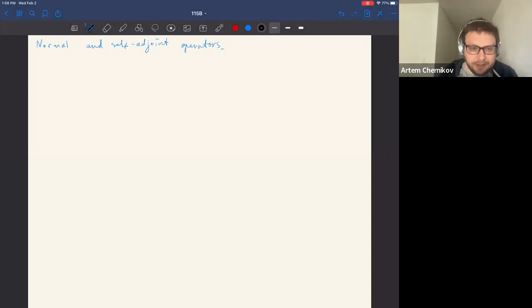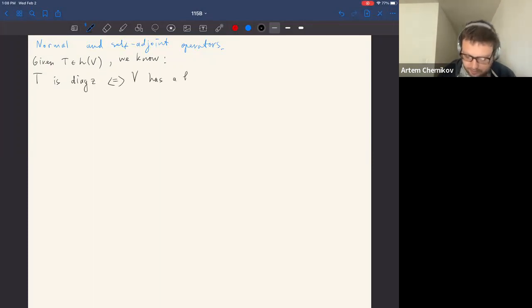To motivate it, let's remember what we already know about diagonalizable operators. Assume I'm given T, a linear operator on a vector space V. Then we already know the following equivalence. We know that T is diagonalizable if and only if V has a basis consisting of eigenvectors for T.